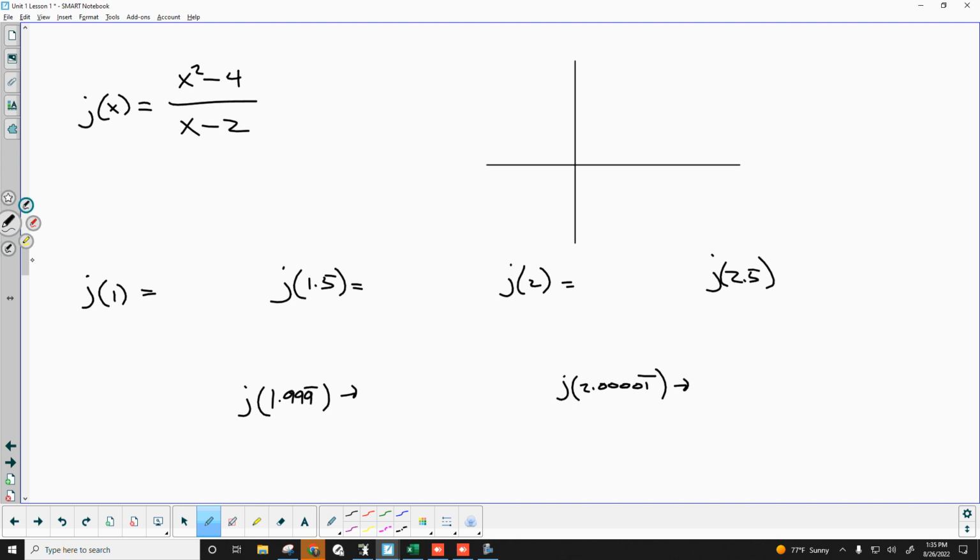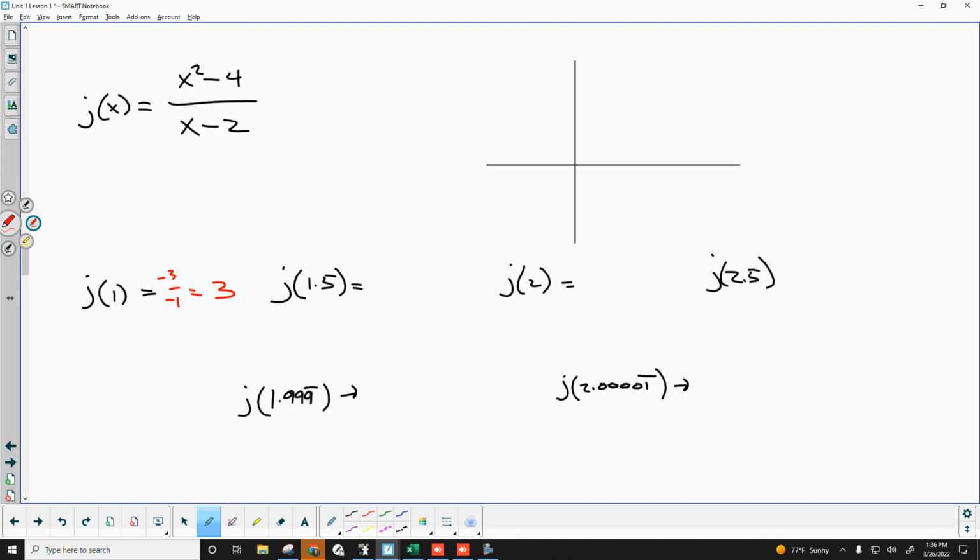But what's going on here? x squared minus 4 over x minus 2. Well, I guess I could plug in 1 and 1.5 and 2 and 2.5 and 1.999 and 2.0001, and I'll just start plugging those in. Okay, let's plug in 1. Cool. 1 squared minus 4 is 1 minus 4, that's -3. 1 minus 2 is -1. I get -3 over -1. I get +3.